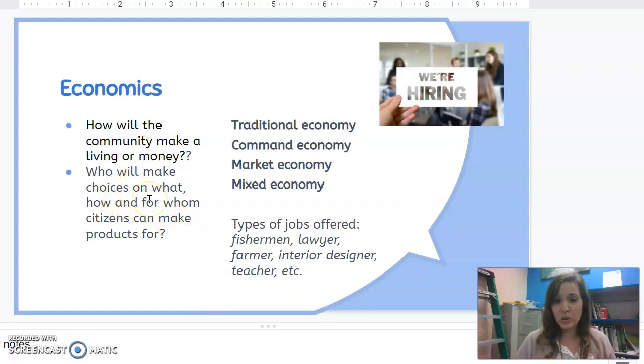Now, who will make choices on what you make, how you make that product or service, or for whom the citizens can make products for? So these are all questions that come from choosing our economy, okay? Does the government have all the power on your island? Is it all of the consumers, the people, or is it a mix of government and people, or is it more of a traditional economy where you're trading? Okay.